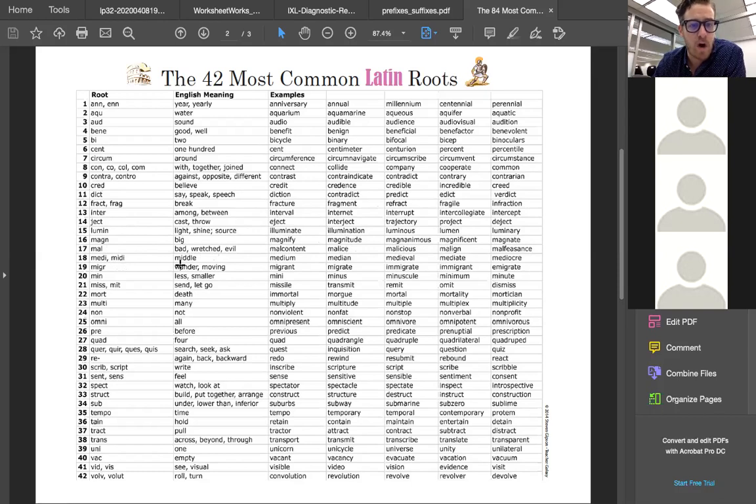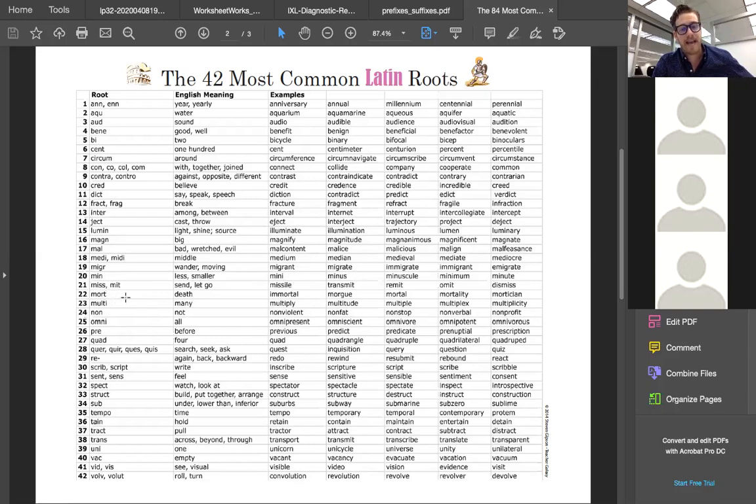MIGR means wander or move. So a migrant has moved somewhere. An immigrant has moved somewhere. An emigrant has moved somewhere. MIN means less, okay, or smaller. So mini, minus, minuscule. MISS or MIT is to send or let go. So literally a missile, to transmit as well.